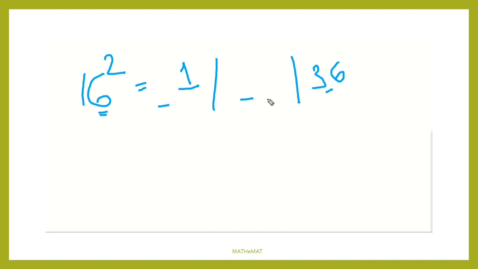Now, in the middle place, you have to write twice the product of these two digits. So what is the product? 6 into 1 is 6, and twice 6 is 12. Twice the product of these two digits. So my number is 12.